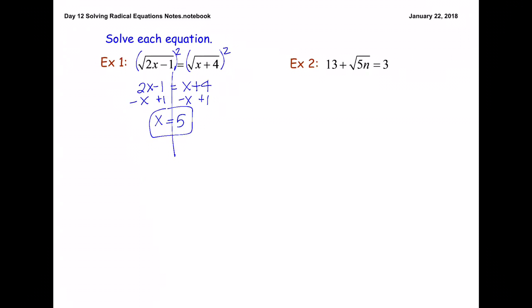When we look at example 2, we want to isolate first. So the inverse of positive 13 is minus 13. We have the square root of 5n is equal to negative 10. We cannot have the square root of any number equal to a negative, so we have no solution.